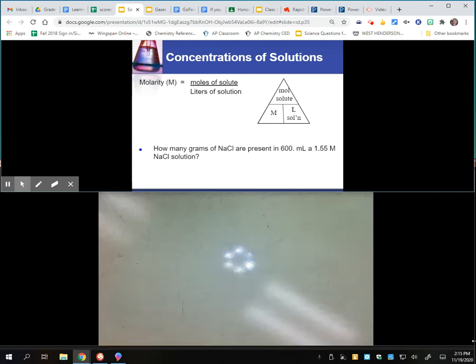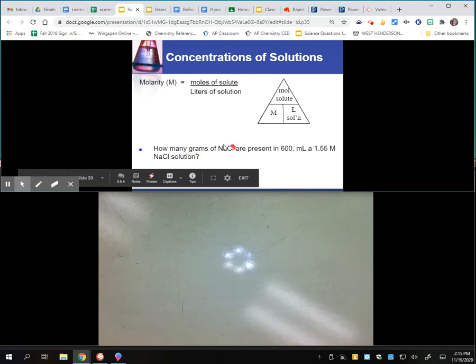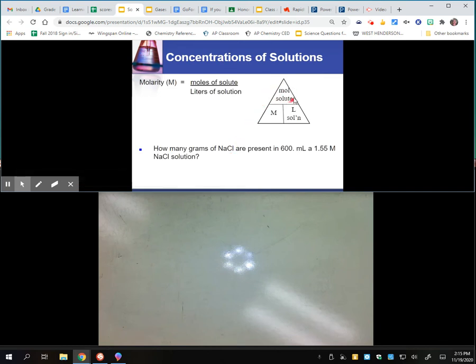So I have an example problem for that. How many grams of sodium chloride are present in 600 milliliters of 1.55 molar NaCl solution? So in that, how many grams of NaCl? NaCl is what I'm dissolving, so I'm asking for the amount of solute. The only thing that has solute in here are moles. So my answer in dealing with the molarity problem is going to come out in moles, and then I just have to convert it to grams.